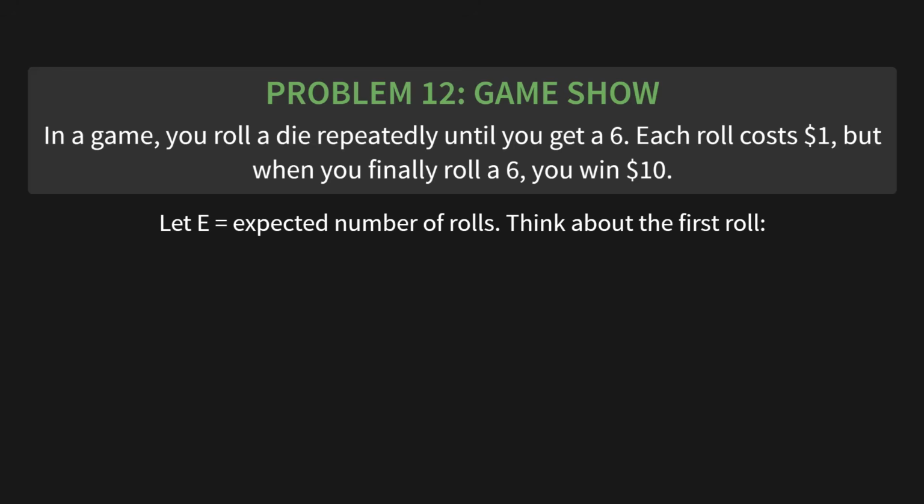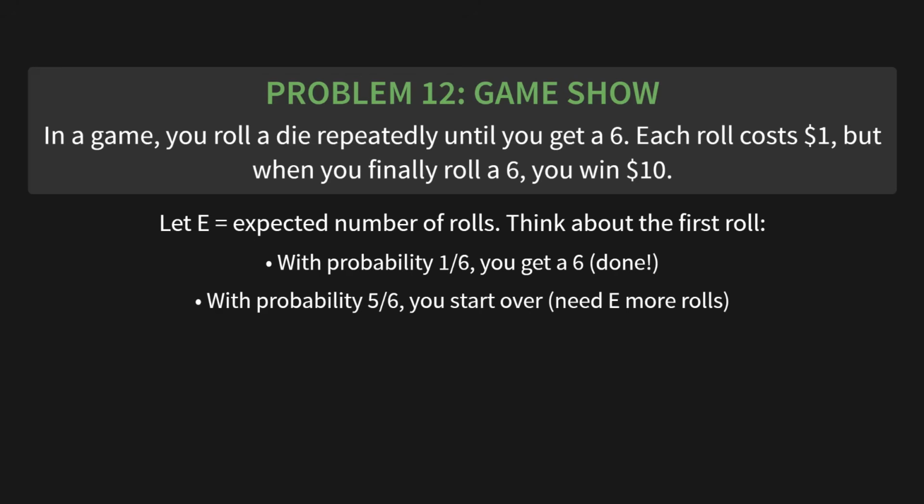Now watch this. We can define E in terms of itself. Think about your very first roll. You always have to roll at least once, right? Now, 2 things can happen. With probability 1/6, you roll a 6. Boom, game over. You're done in exactly 1 roll.